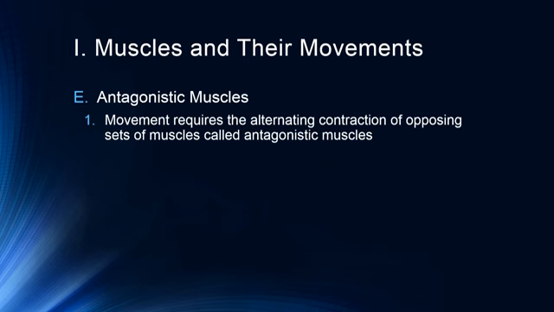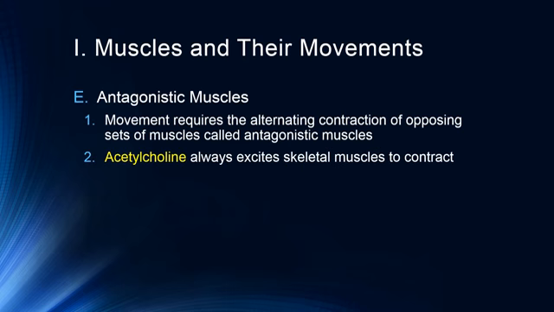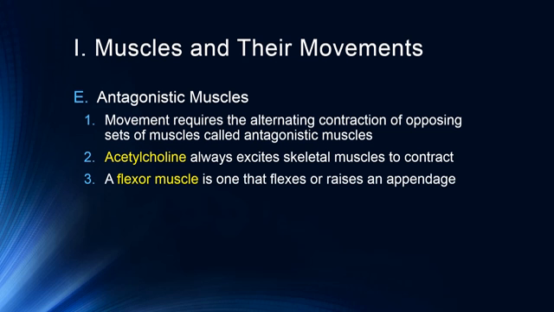We have muscles that cause different kinds of movement. Movement requires the alternating contraction of opposing sets of muscles called antagonist muscles. Acetylcholine always excites skeletal muscles to contract. This is how all of our muscles work, but we can move things in many different directions.